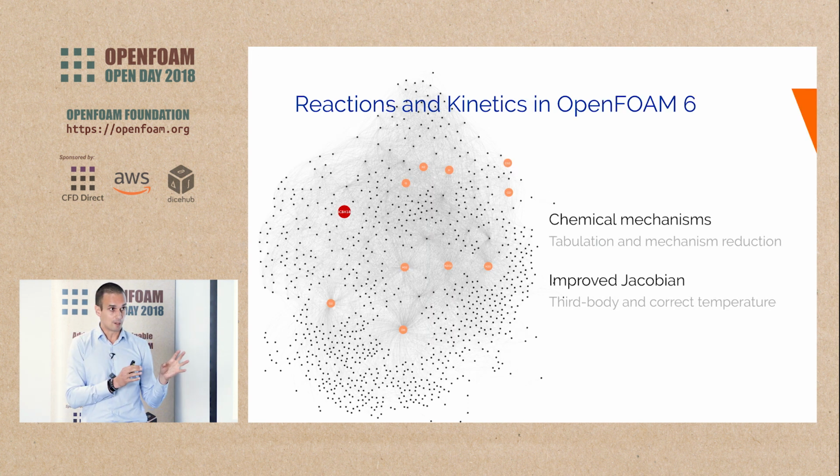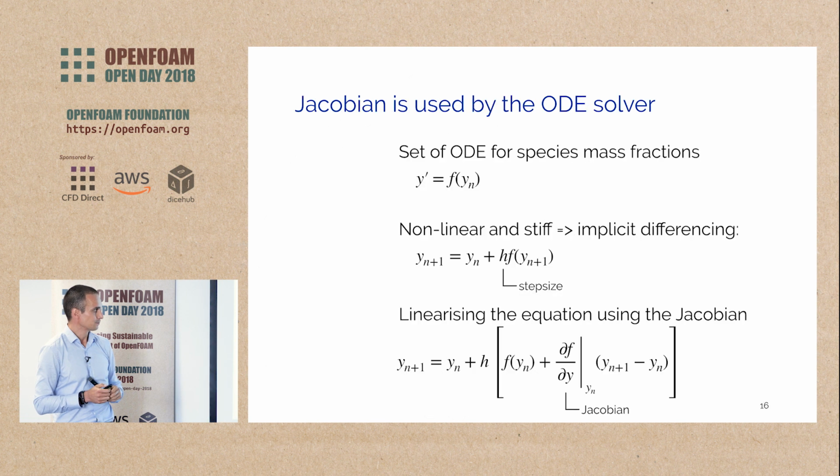Right, so that was the first part on tabulation of dynamic adaptive chemistry. And actually, although my title refers to OpenFOAM 6, this was already included in OpenFOAM 5. Now, let's move to a little more detail of the chemical box, something that happens in the chemical box with what I call the improved Jacobian or new Jacobian, whatever this means.